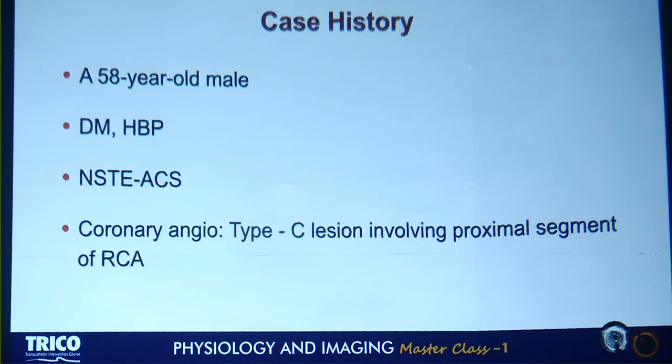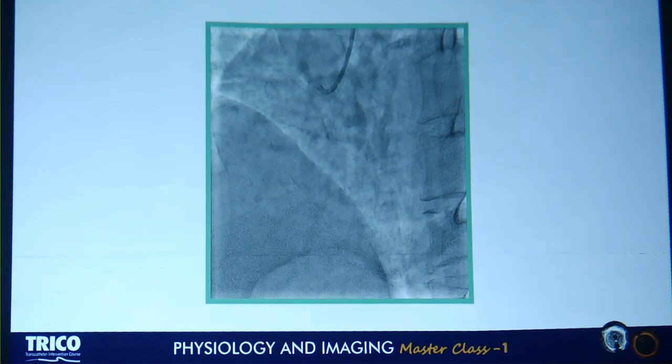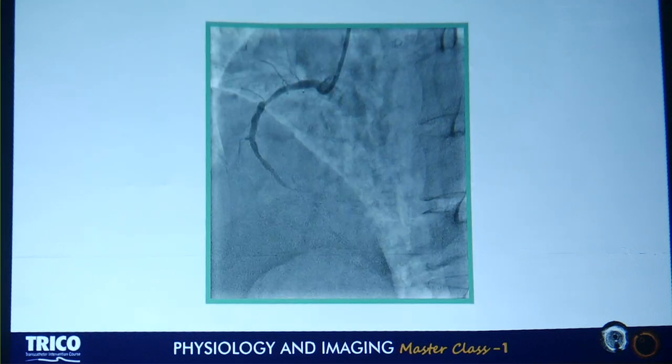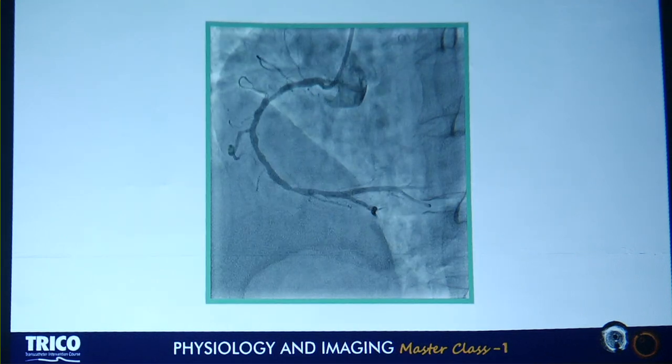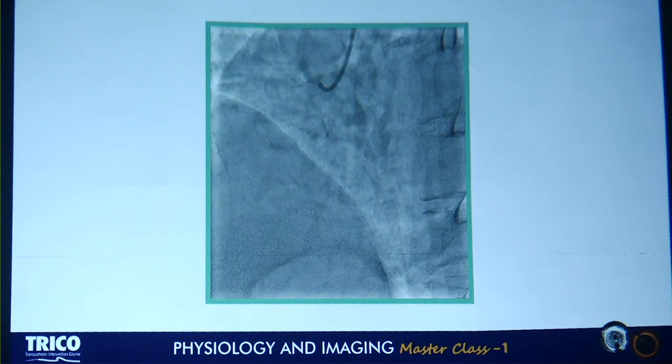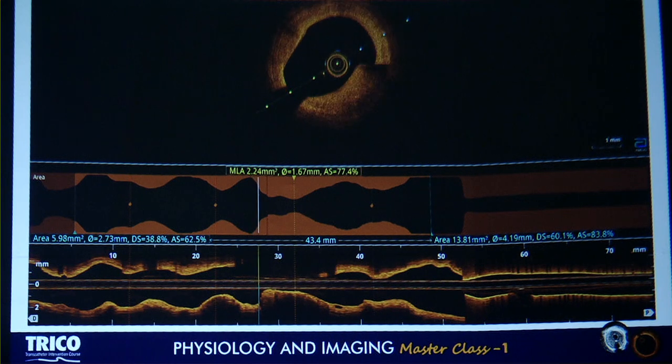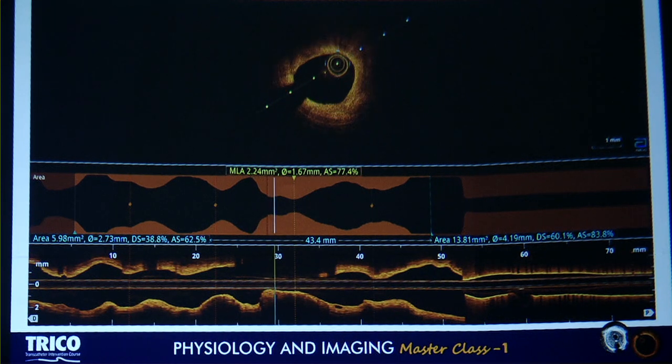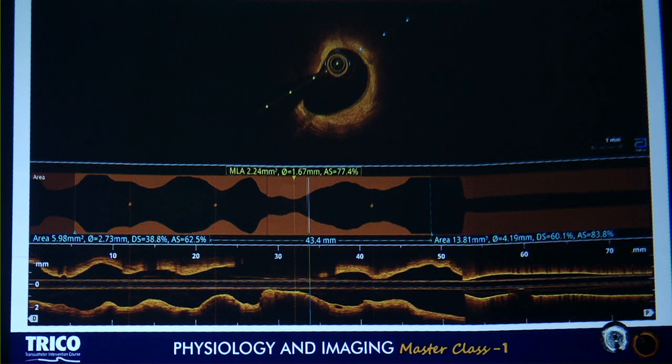This is another case, a 58-year-old male presented with diabetes, hypertension, and NSTE-ACS. Coronary angiogram shows a type C lesion involving the proximal segment of RCA. And here you can see the lesion with haziness and a long segment, very plaquey and looks like a quite negatively remodeled artery. And here you can see a mixed plaque with a lot of healed plaque areas and with a lipid dominance.